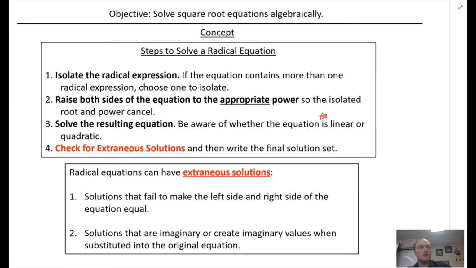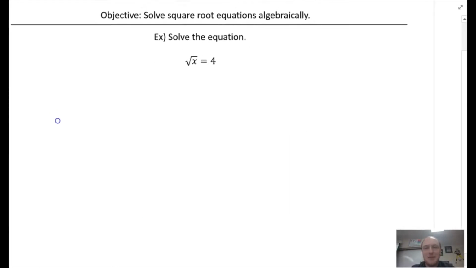So what are extraneous solutions for radical equations? These are solutions that fail to make the left side and the right side equal to each other, or they create imaginary values when substituted back in. So we'll check this. You're not going to really like this because you need to check your answers, but we'll plug it back in. Without further ado, let's look at a basic example.